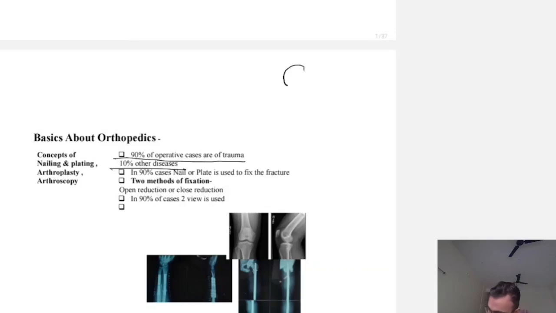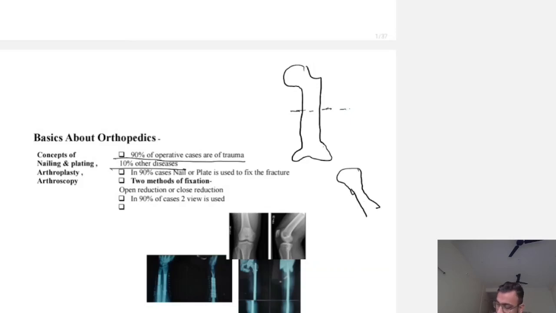So let's assume this is the humerus. Let's assume you are riding a bike and it got fractured from here. So the condition of the humerus will be like this. This is the proximal fragment, and this is the distal fragment. This is the left side. So the proximal fragment is going in abduction and the distal fragment is going in adduction and medially.